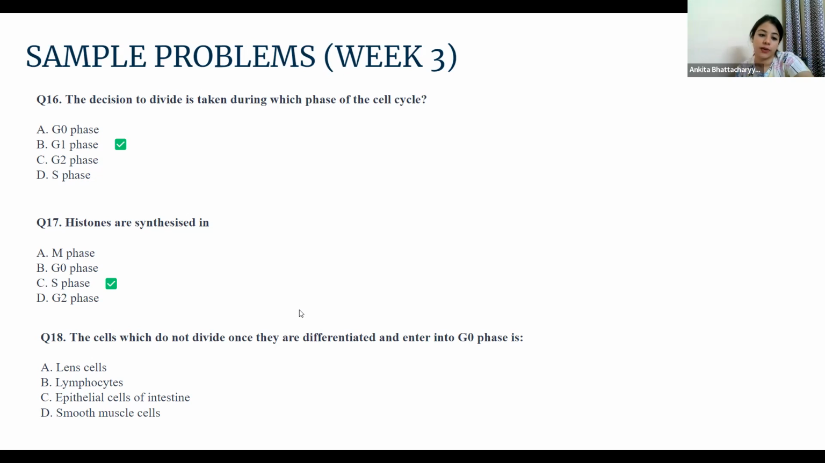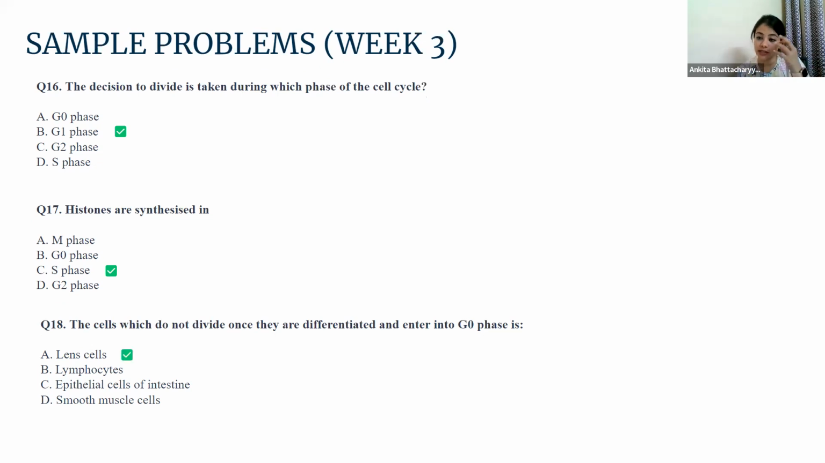The answer to this question is actually lens cells. The cells in the eye lens do not divide, because imagine, have you ever heard of a person whose lens is expanding? If it did, it would lead to a tumor, but that does not happen. Lens cells are differentiated and they enter the quiescent phase where they do not divide any further.